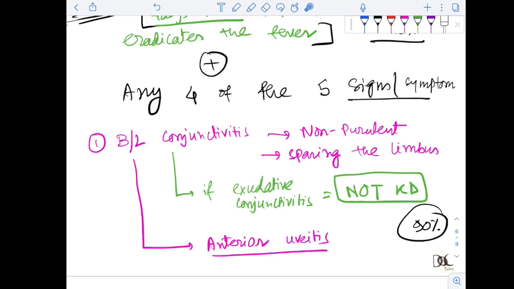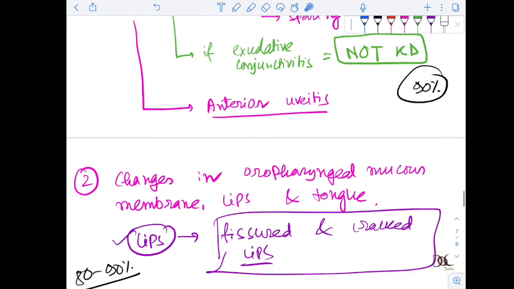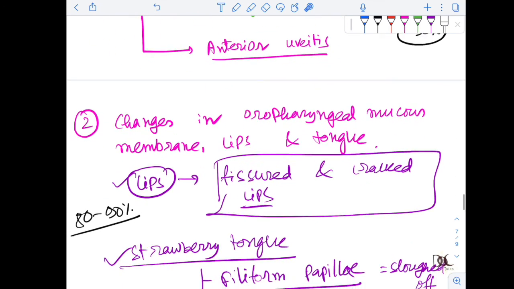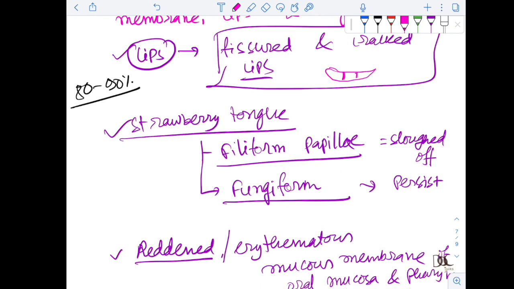Any 4 of the 5 signs and symptoms. What are the 5 signs and symptoms? Bilateral conjunctivitis, but non-purulent, sparing the limbus. If exudative, not KD. Anterior uveitis is the other component that may be associated with conjunctivitis. Changes in the oropharyngeal mucous membrane, lips and tongue. We already know that fissured and cracked lips may be there, vertical cracks in the lower lip. And there will be a strawberry tongue. The filiform papillae will be sloughed off.